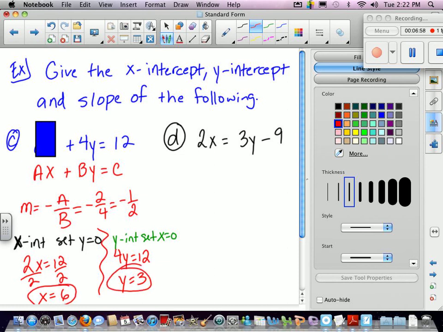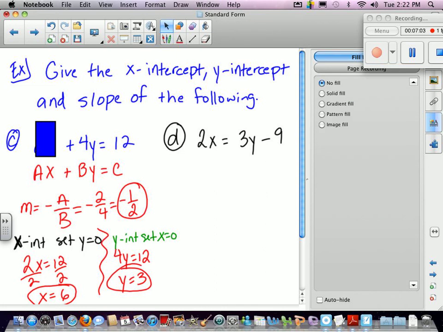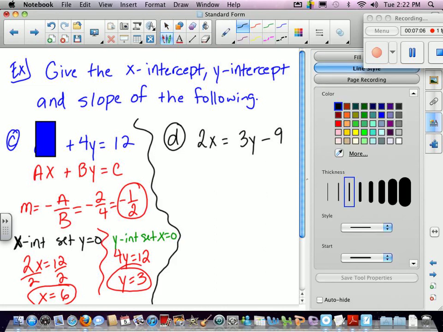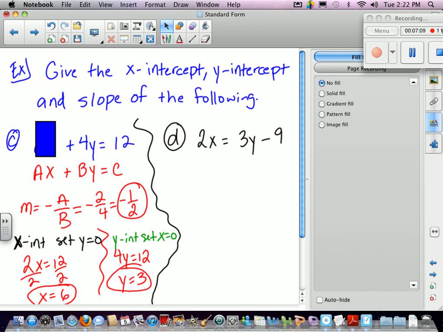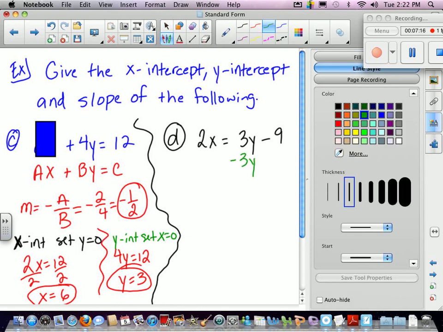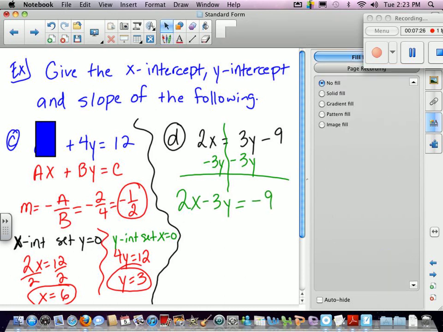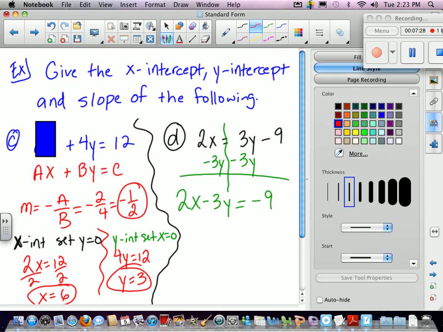Alright, if we take a look at the next example, the next example is not quite in standard form yet. So what we're going to have to do first is get it into standard form. Do that by taking away 3y from each side. Okay, so that gives us 2x minus 3y equals negative 9. And what I'm going to do this time is write out what a, b, and c are. Alright, so in this case, a is 2, b is negative 3, and c is negative 9.